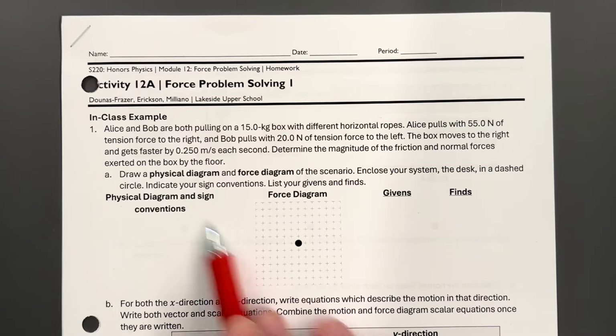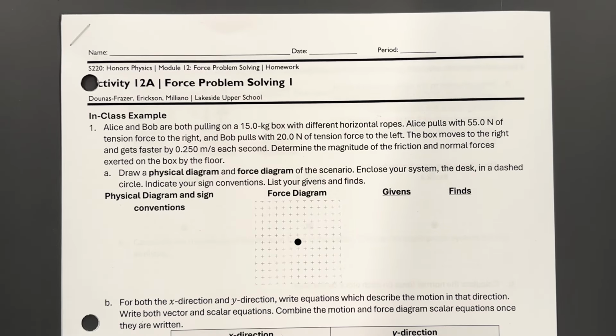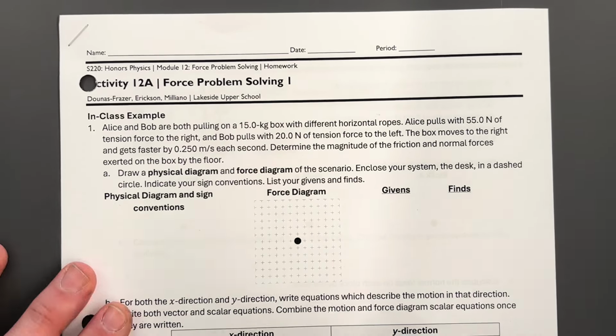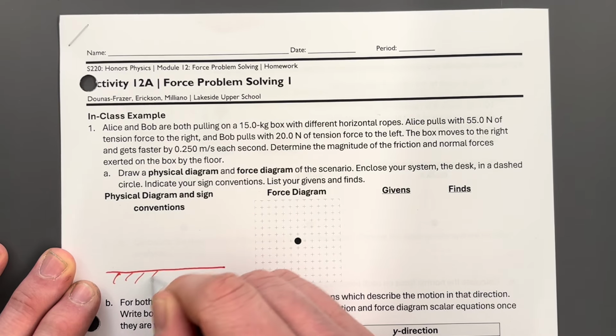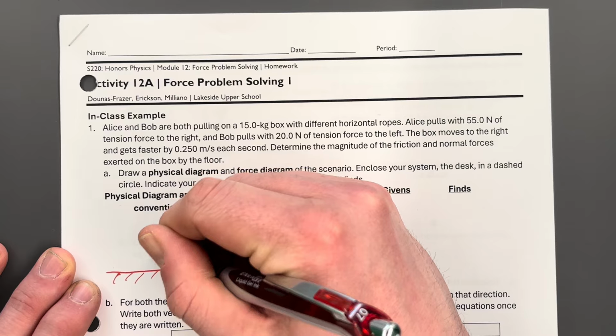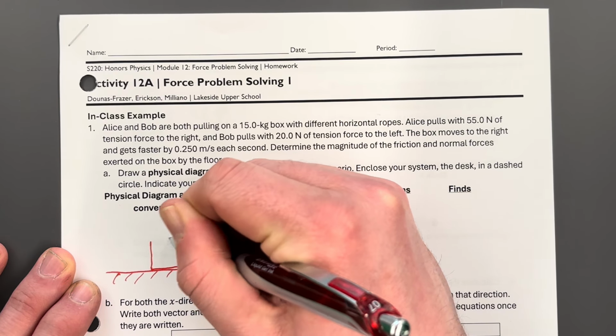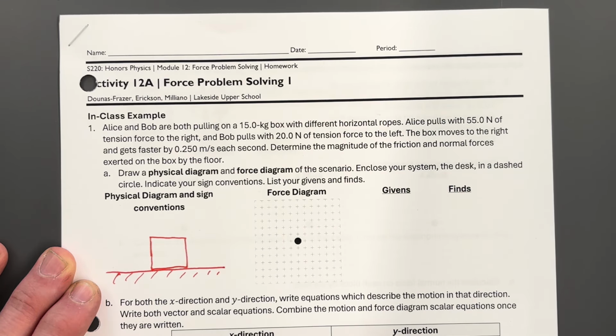We've got a spot for that right here. You don't always have a spot, but this one does. So let's see, what is the situation? We have the floor. I'm gonna draw it like that. We have ourselves a box. And we have ourselves two people, Alice and Bob.